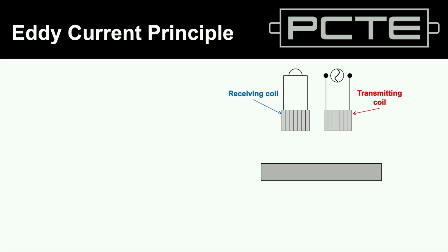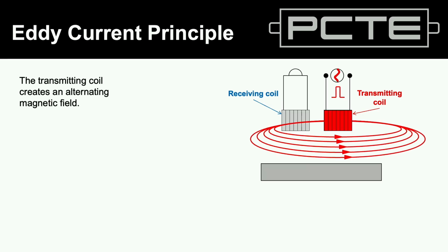Just to highlight a little bit more about the eddy current, to give you an illustration of that working, we have a transmitting coil, or in the Profimeter several transmitting coils.